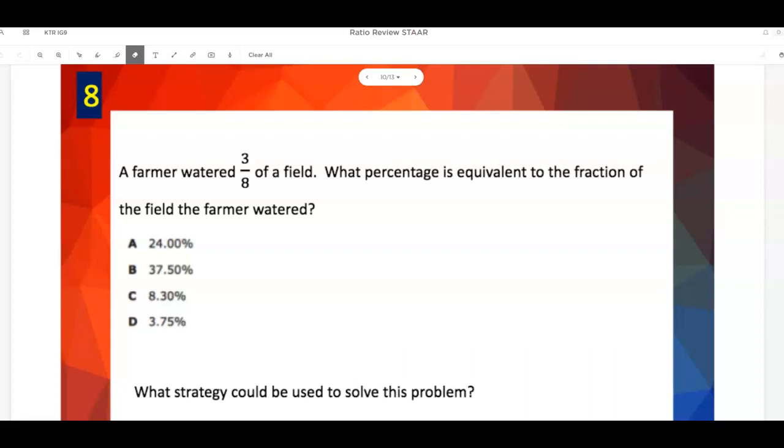Go ahead. A farmer, somebody read for me. A farmer watered 3/8 of a field. What percentage is equivalent to the fraction of the field the farmer watered? Okay, you're going from fraction to percent. What kind of problems are fractions? What operation goes with fractions? Division. They're division problems.